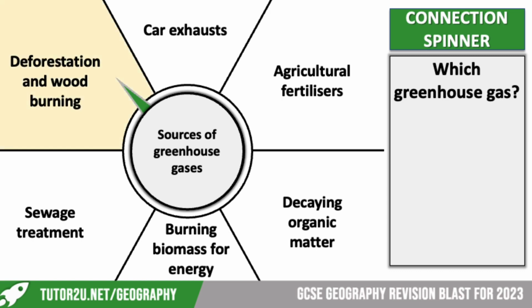Okay, our first one is deforestation and wood burning. Just going to give you a moment to have a think about what greenhouse gas is given off by this activity. Let's reveal. It is CO2, so carbon dioxide. In recent years, we've seen a huge increase in the levels of CO2 in the atmosphere, and it accounts for around about 60% of the enhanced greenhouse effect, which we will talk about in a minute.